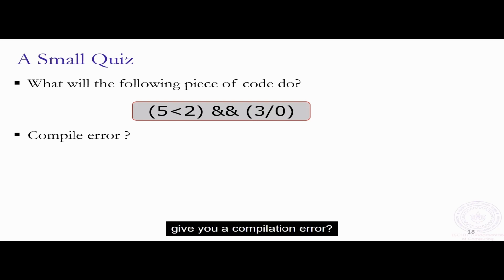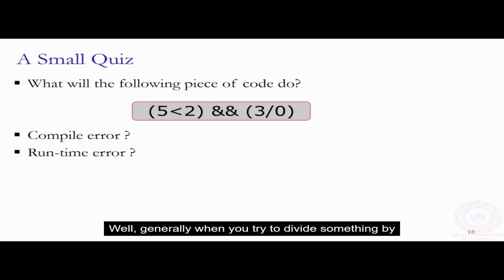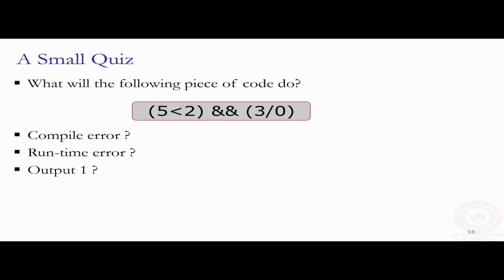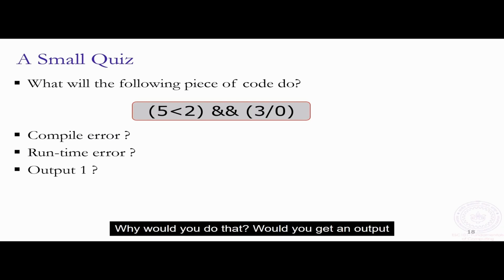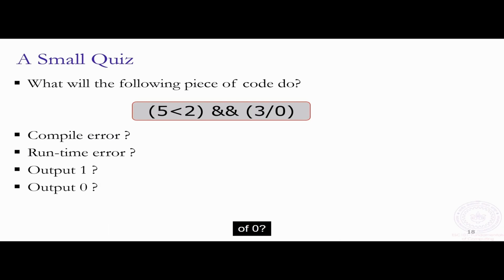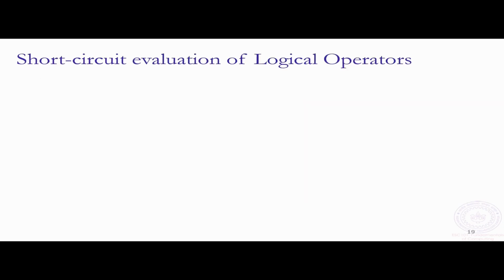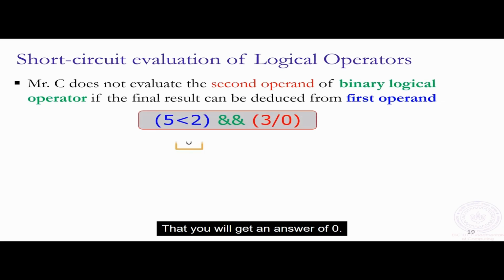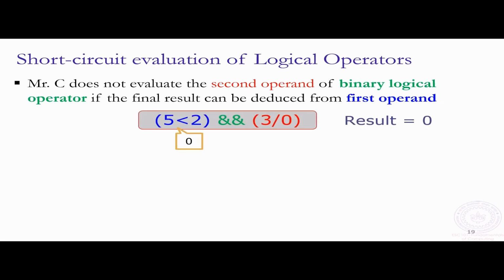Will it give you a compilation error? Doesn't seem like it. I mean, the syntax seems fine. Will it give us a runtime error? Well, generally, when you try to divide something by 0, you do get a runtime error in C, so that's a possibility. Will you get an output of 1? Why would you do that? Would you get an output of 0? It's not clear. Well, the answer is that you will get an answer of 0.